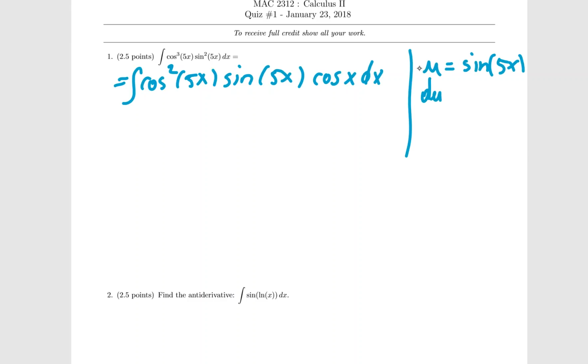And then du is going to be 5 cosine of 5x dx. So then du over 5 is cosine of x dx. So this is du over 5. So the integral becomes 1/5 integral du cosine squared of 5x is u, cosine squared is 1 minus u squared.